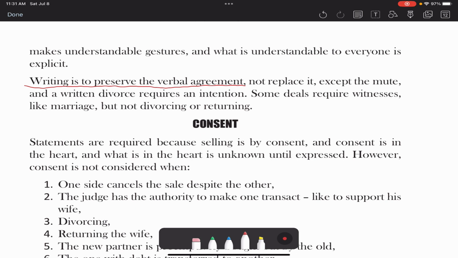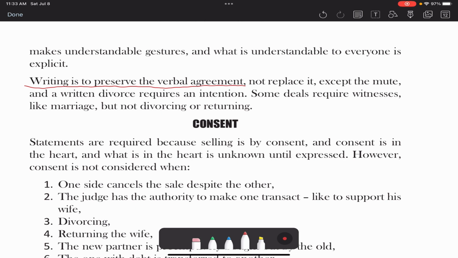Saying a divorce does not always need an intention. Saying a divorce only needs an intention when it's implicit. And it doesn't need an intention when it's explicit. But writing a divorce will always need an intention.